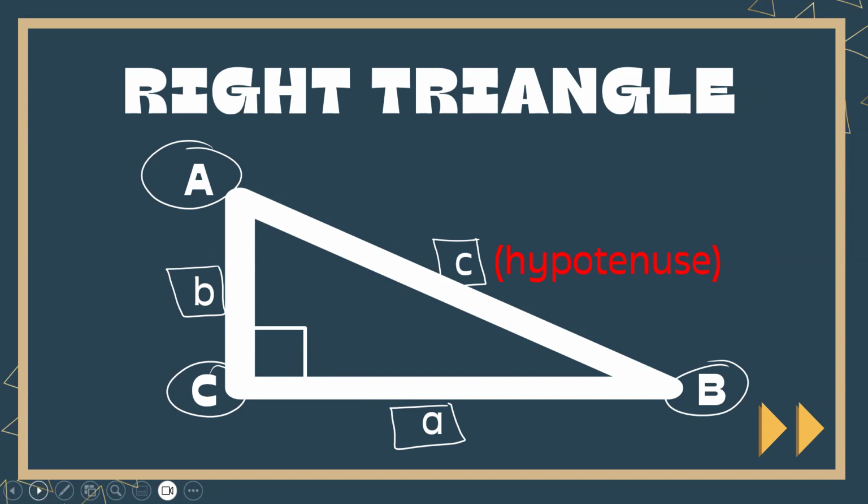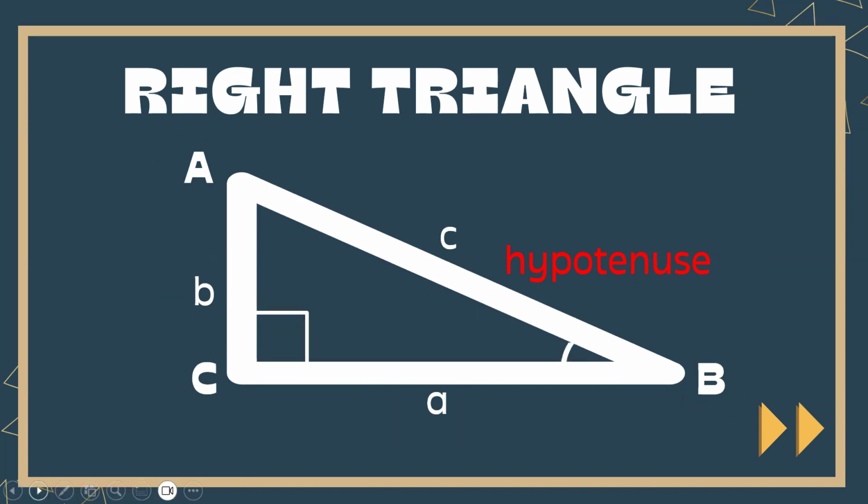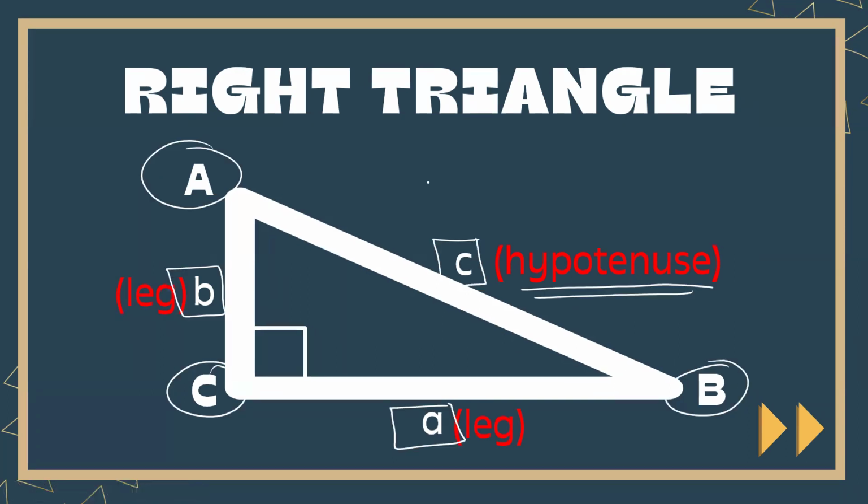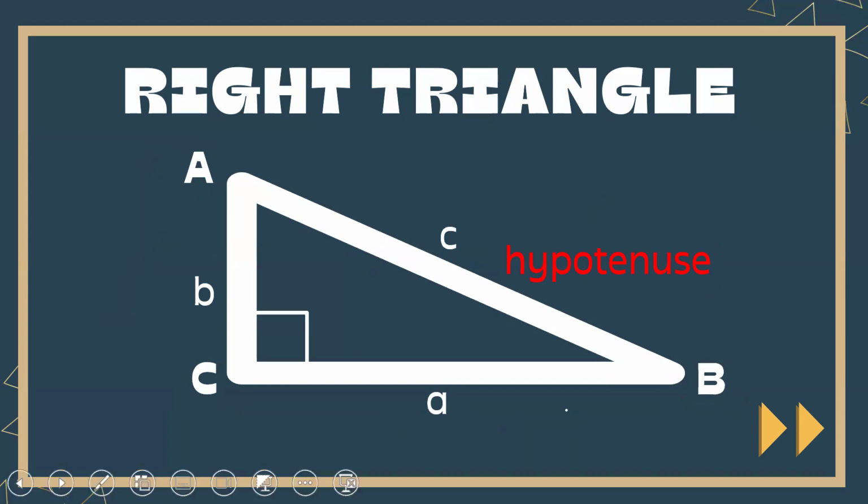We call the longest side of the right triangle the hypotenuse of the triangle. And the other two sides are both called the legs of the triangle. So that's your hypotenuse, the longest side, and the legs are the two other sides of the triangle.